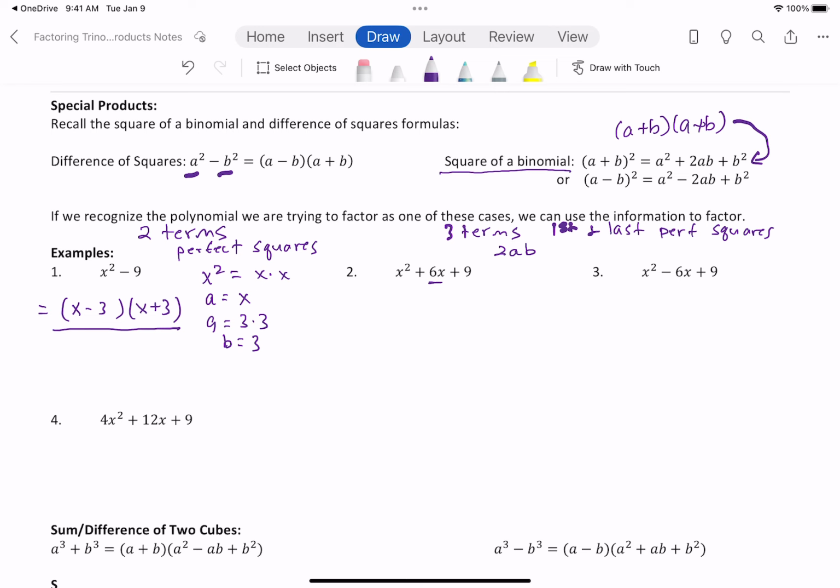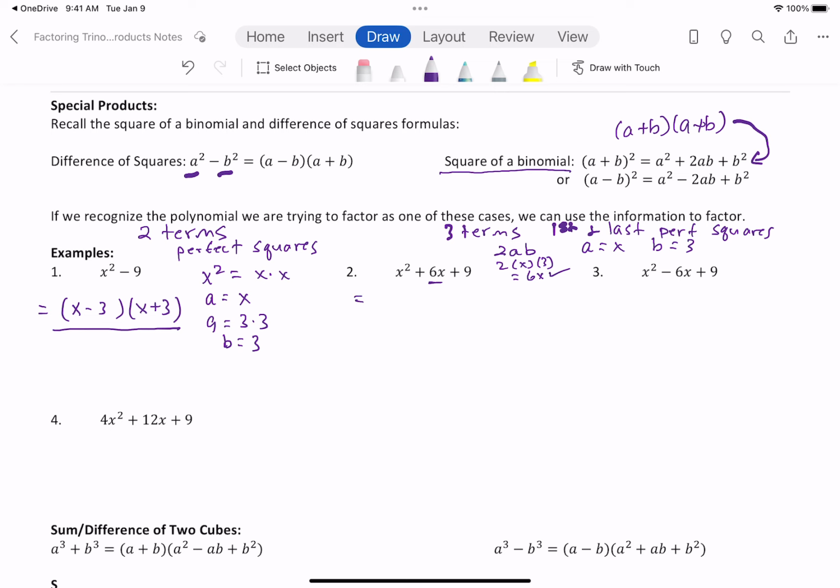So remember, just like the last problem, if I have x squared, the a is going to be x, because that's what we have to multiply times itself to get x squared. And the b is going to be 3, because that's what I multiply times itself to get 9. So if I plug that in, 2 times a, which is x, and b, which is 3, 2 times x times 3 is indeed 6x. So we know that this is a perfect square trinomial.